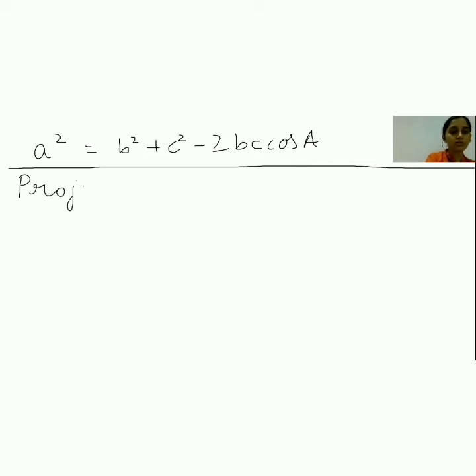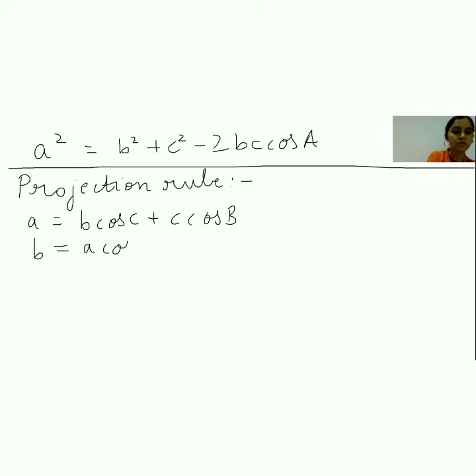Now, what is the projection rule? The projection rule says that a is equal to b cos C plus c cos B, b is equal to a cos C plus c cos A, and c is equal to a cos B plus b cos A. This is the projection rule for sides and angles. So we have to prove this. Let us write the proof for any one of them.